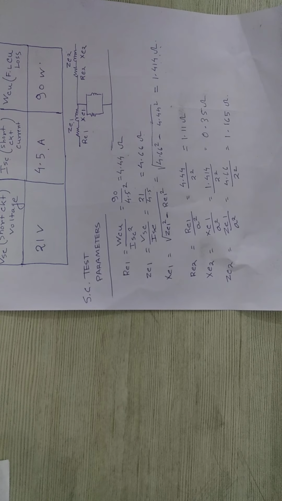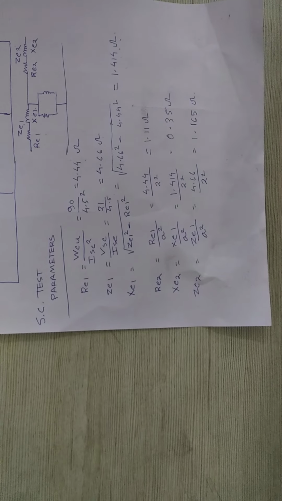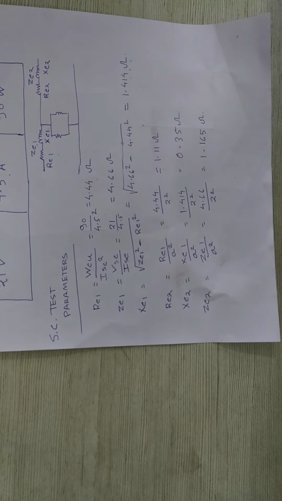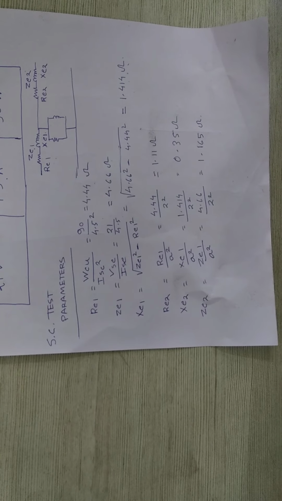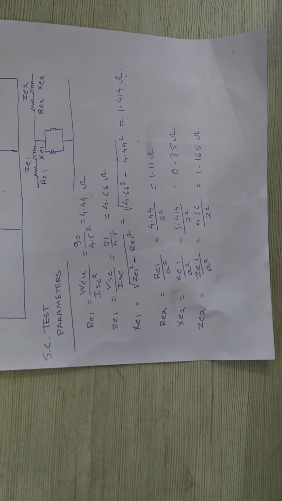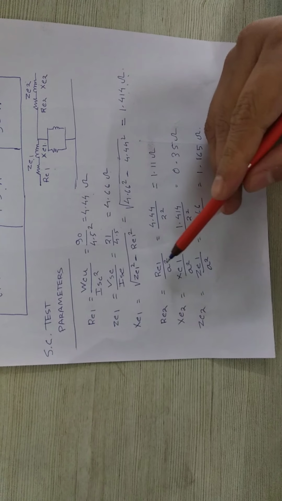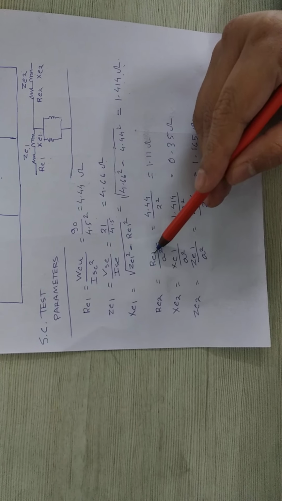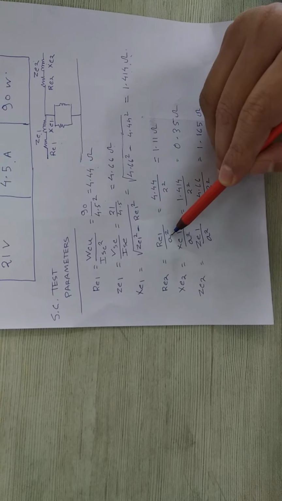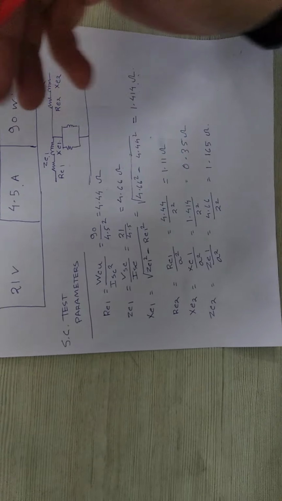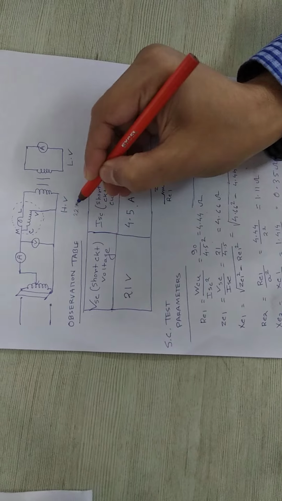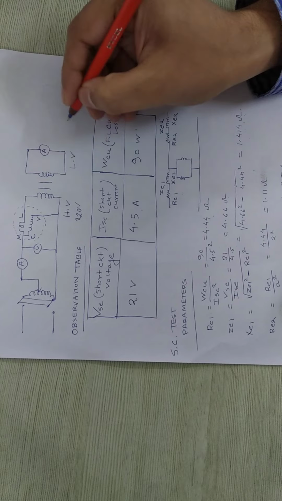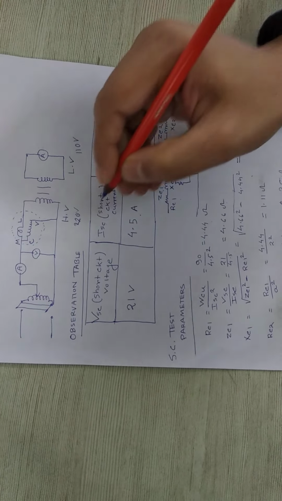So these are the values of RE1, ZE1 and XE1, and from these values we can also calculate the values of RE2, XE2 and ZE2. We know that RE2 equals RE1 by turns ratio square, or you can write RE1 into T2 by T1 square. So T2 by T1 means 1 by turns ratio, and turns ratio equals A. So RE2 equals RE1 by A square. In our experiment, in the high voltage winding, the rated voltage is 220 volt, and in the low voltage winding, the rated voltage is 110 volt.